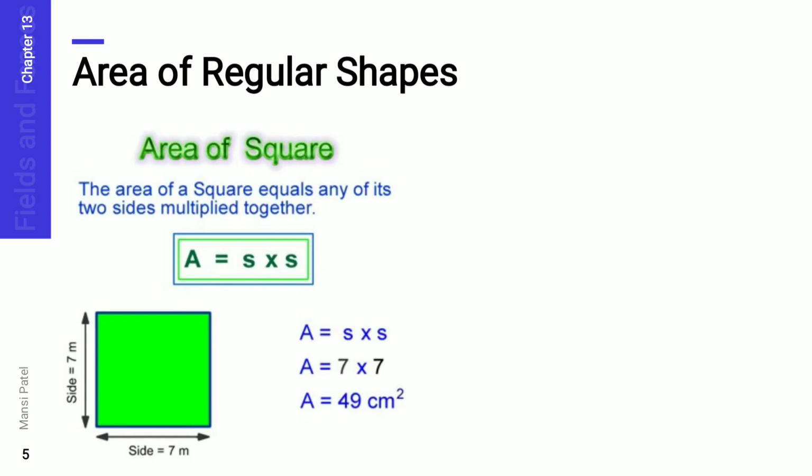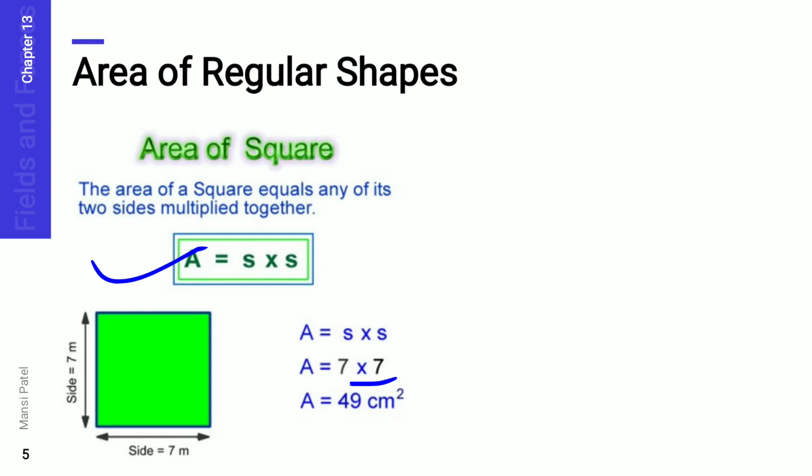Now, see here, in this we are going to find out the area of a square. As you know already, in the shape of a square, all the sides are the same. So if one side is given as 7 meter, then all the other sides are 7 meter. And what is the formula to find out the area of a square? That is side multiplied by side. So we can say that the area of a square is equal to side multiplied by side.